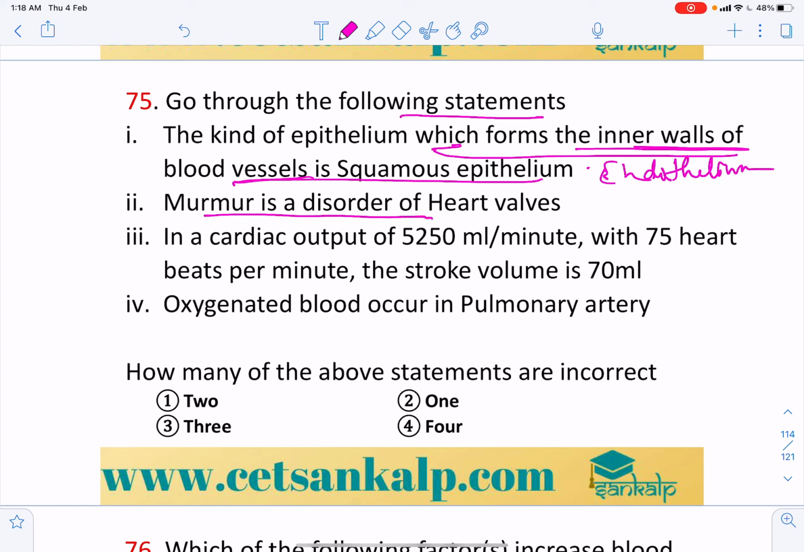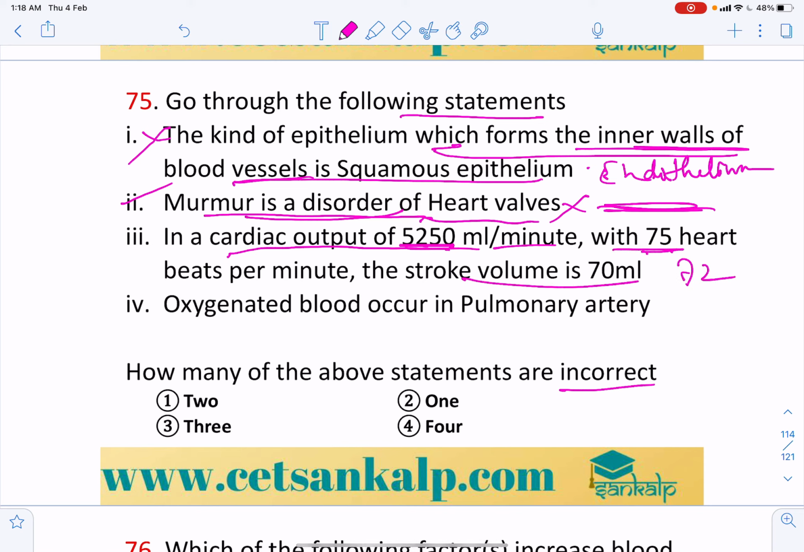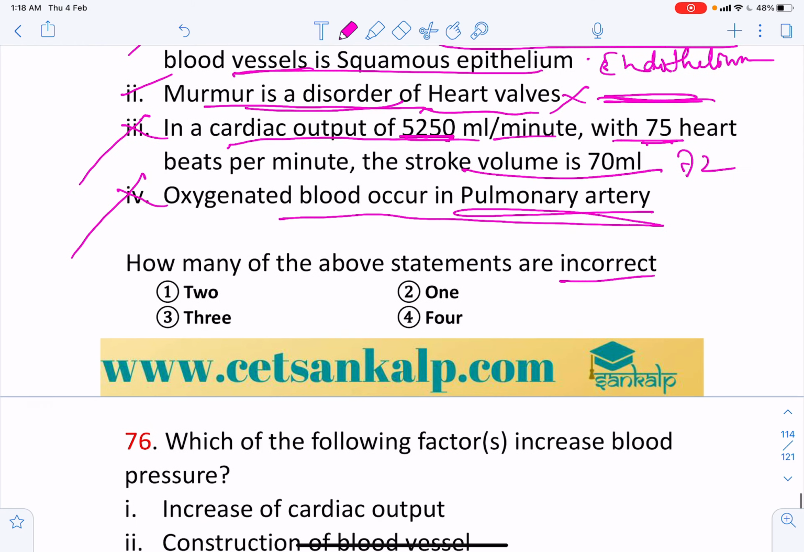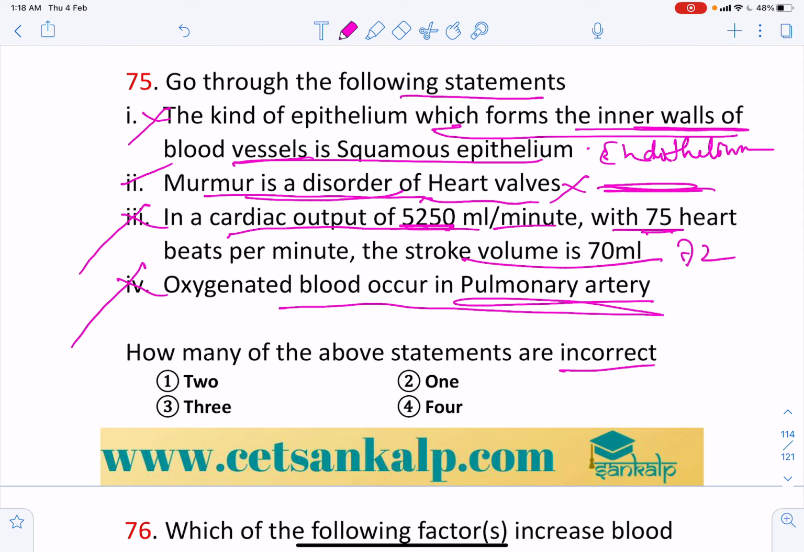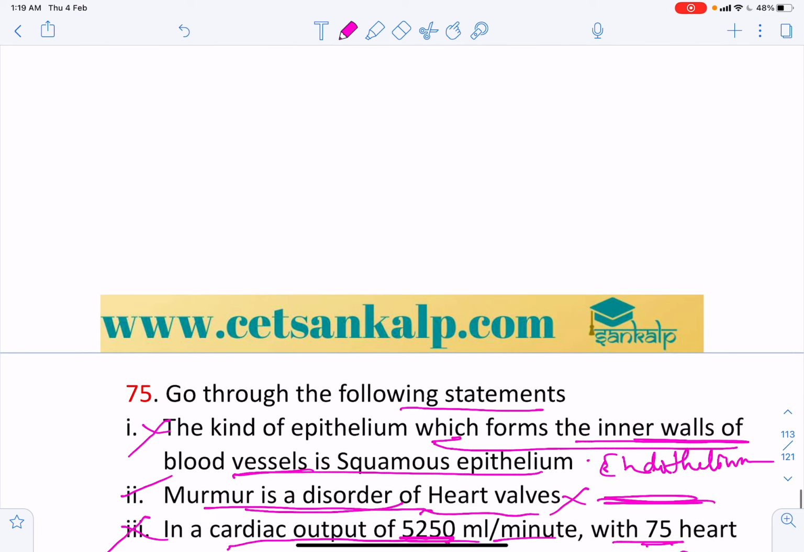Murmur, that is wrong. So how many of the above statements are incorrect? Murmur is a disorder. No, it is not a disorder of the heart wall, it's just a sound variation, an abnormal sound. It is not related to a disorder. Cardiac output, we discussed that. 5250 ml. No, that is 75 beats, that is 72. Stroke volume 70 ml. Wrong. Oxygenated blood occurs in the pulmonary artery, deoxygenated blood. So 1, 2, 3, in this case 3 statements are wrong.